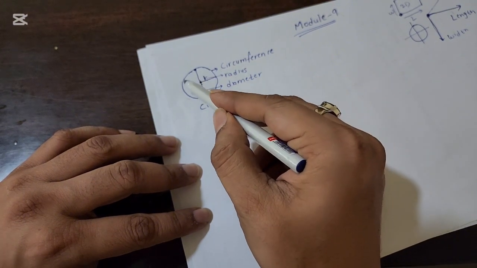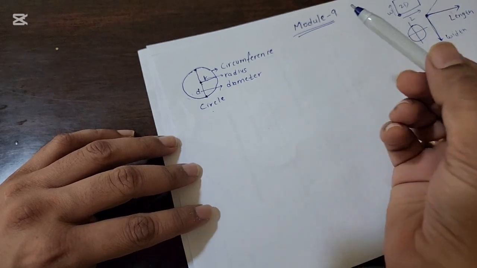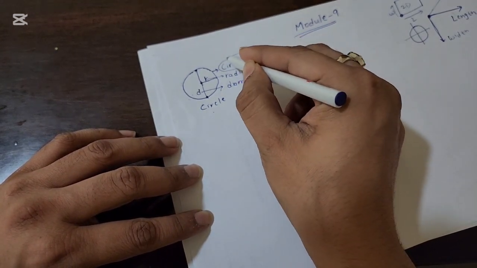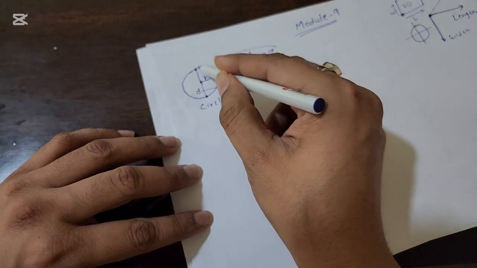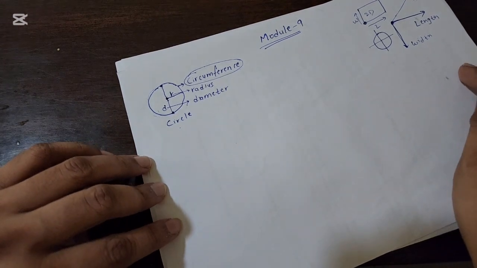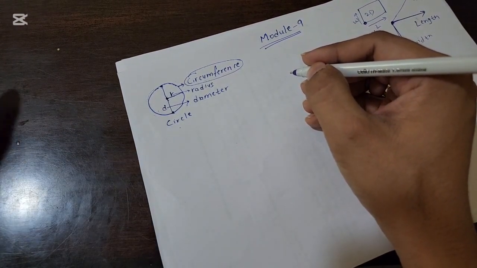The length of this boundary of the circle, we call it circumference. So in lesson number 1, we have to find the circumference of the circle. Circumference means the length, the measurement of this boundary of the circle. Now the question is, how will you measure it? There is a very simple formula to find the circumference of a circle.